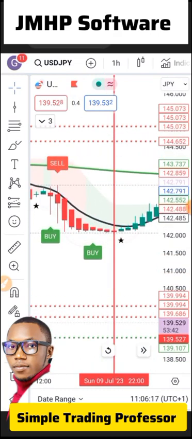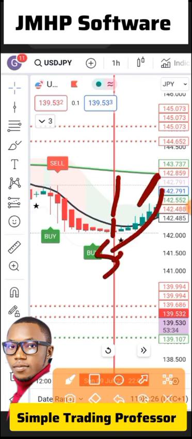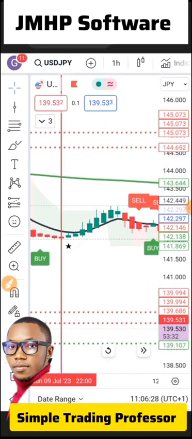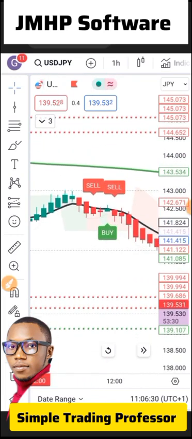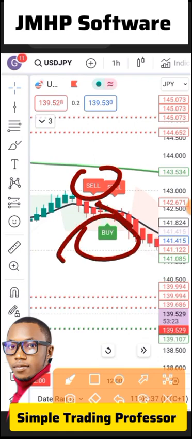So why I'm waiting for this is the point. If I had not waited, what would have happened? When I enter a sell trade here, market would have gone up and put me on loss. But when I'm waiting, I know that the market is already a sell trade. I'm waiting for the next sell signal which appears here, and I would have taken the trade. Okay, I would not have bothered about this buy.